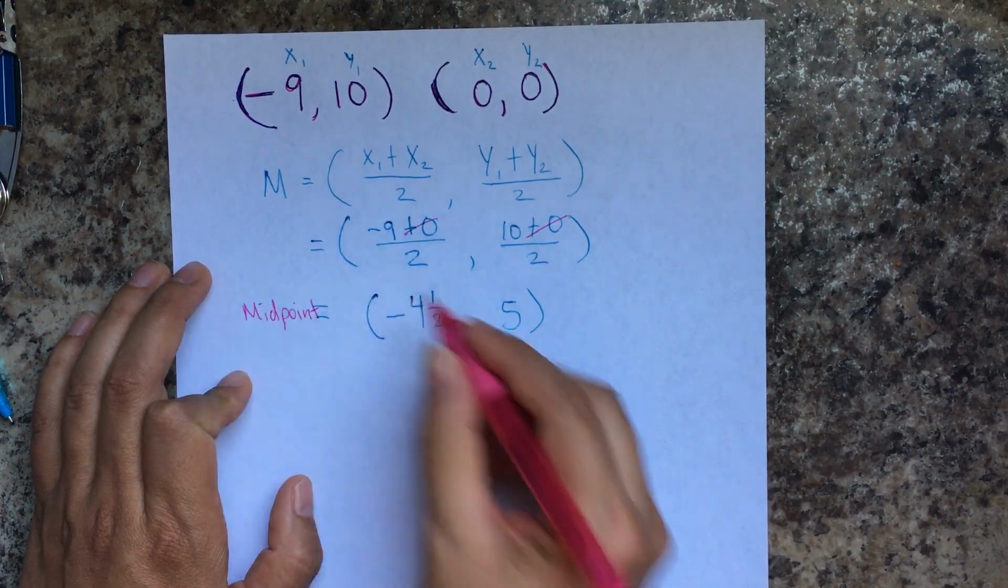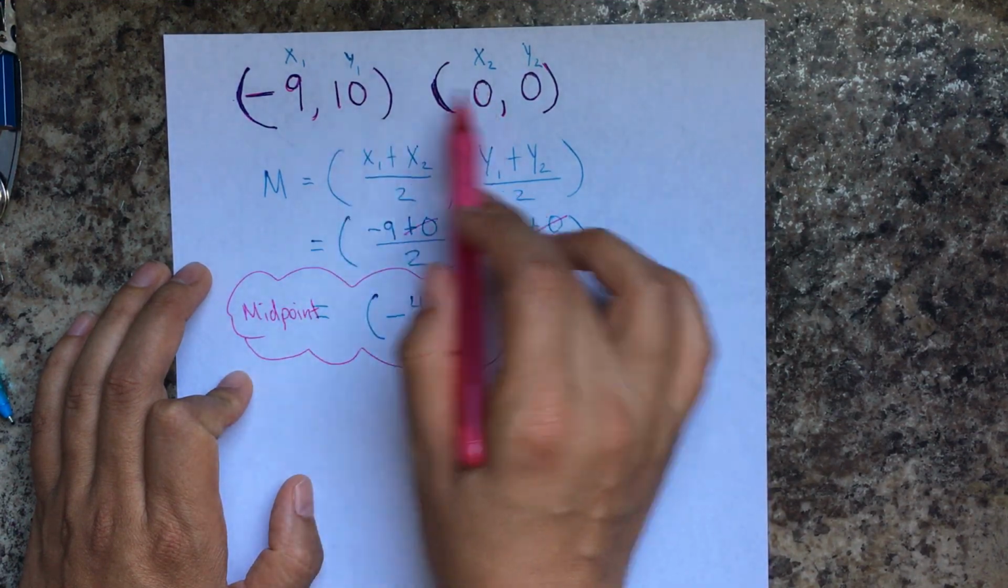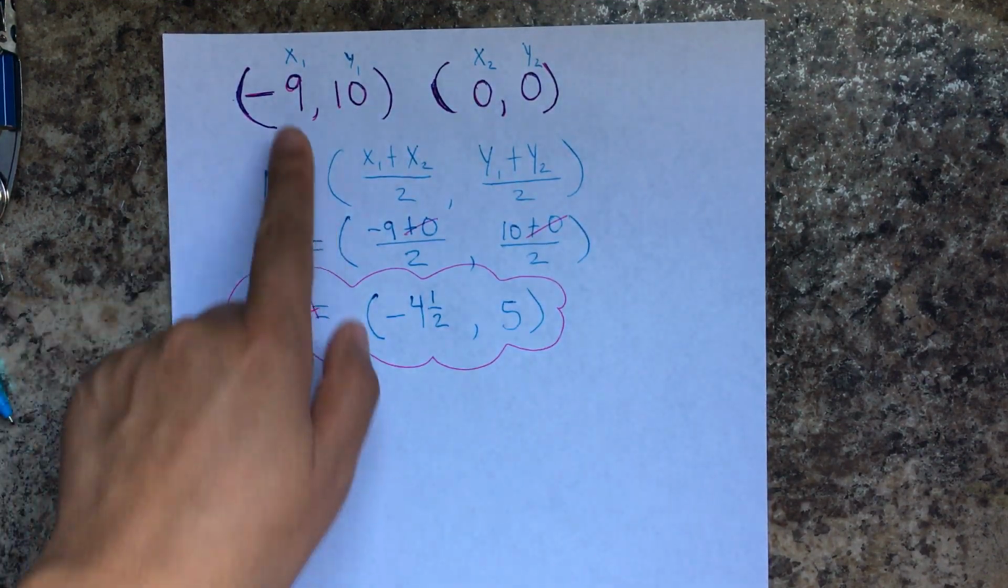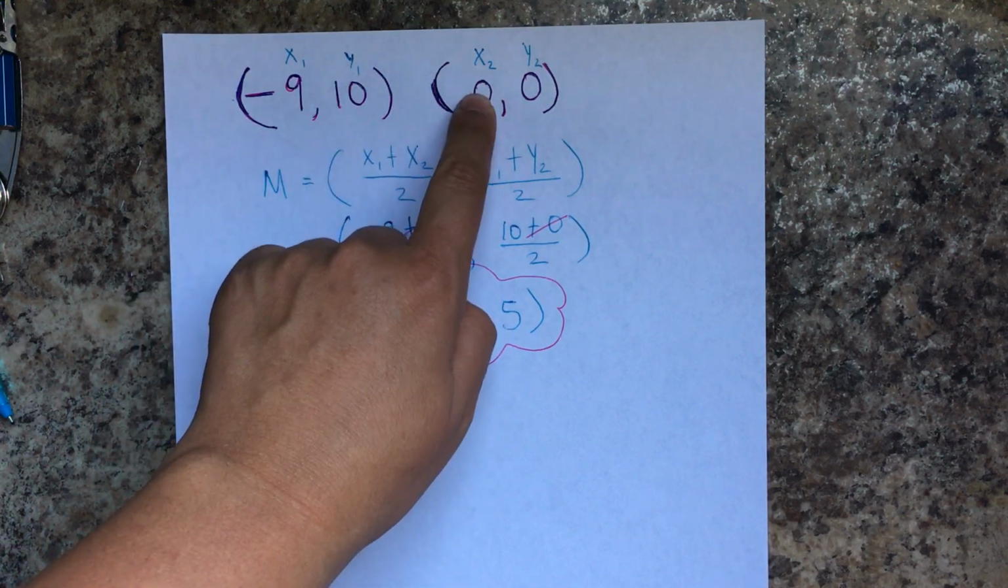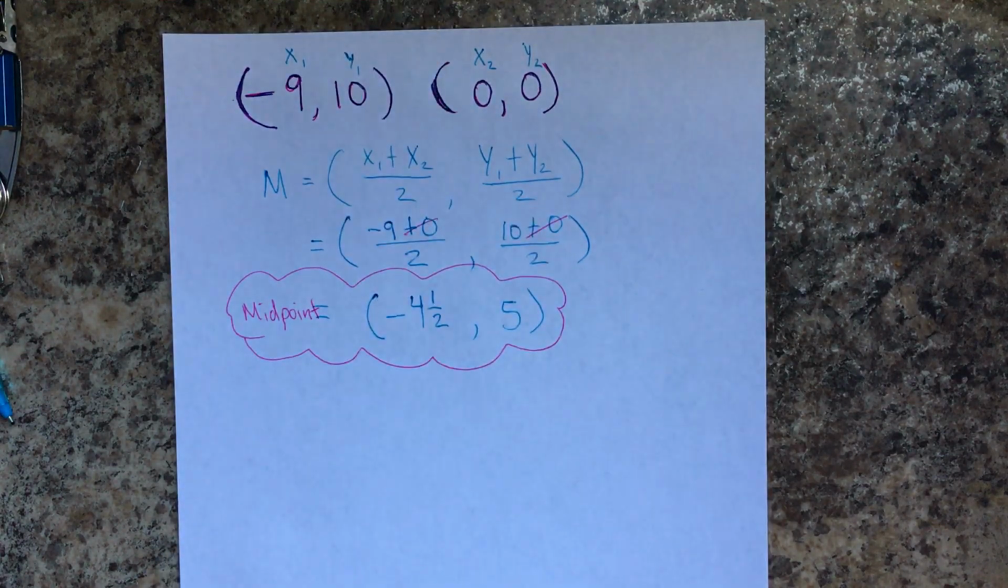Again, that means that this point is right in the middle of these two points, or that if you form a line from here to here, this is going to cut that line in half. Okay?